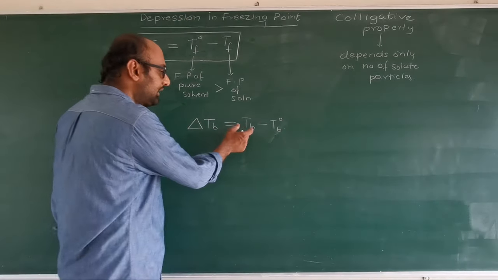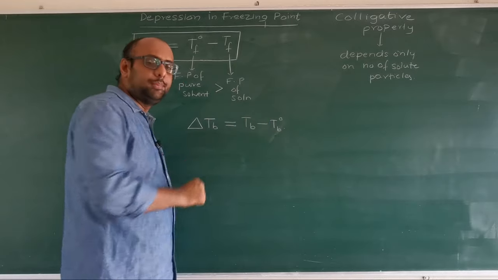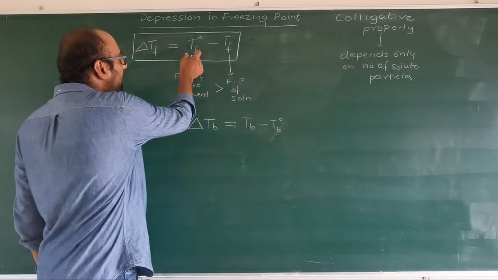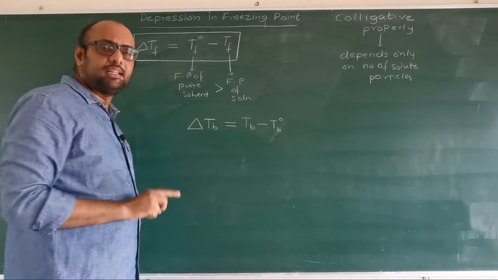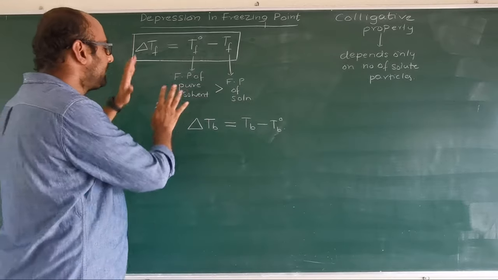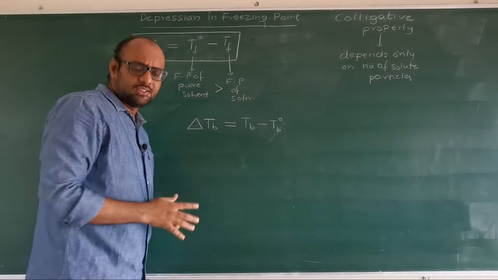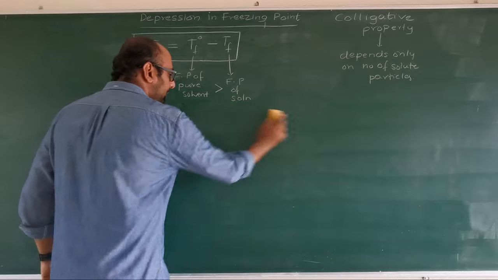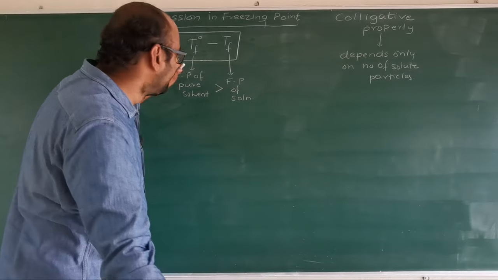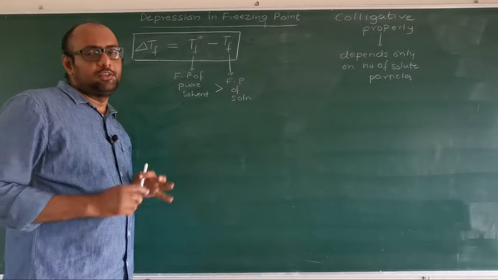Why? Because here Tb value is more than Tb naught, and here Tf naught value is greater than Tf. That is the only reason. Both are very similar, just the order is slightly different. So this is the first mathematical expression for depression in freezing point.